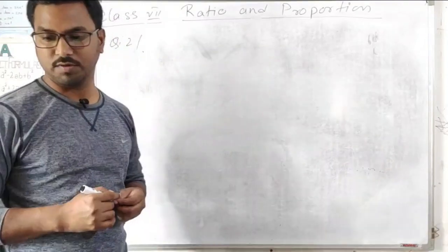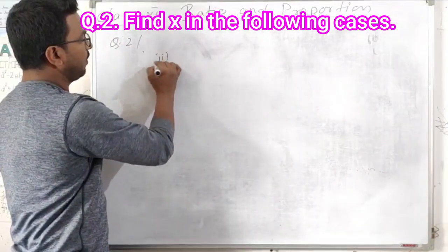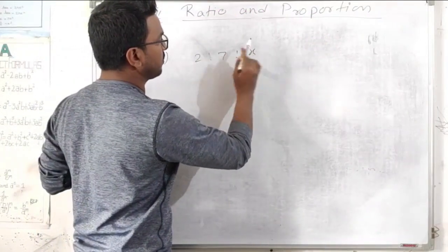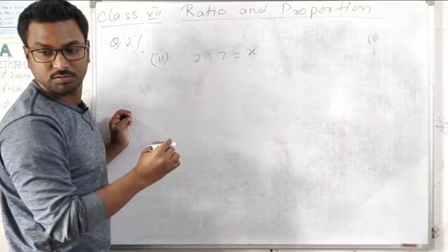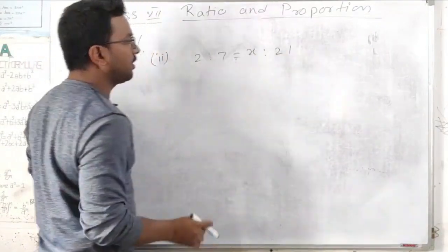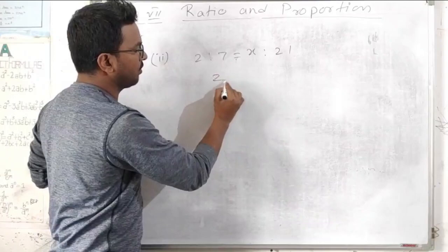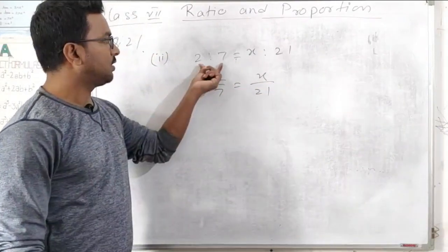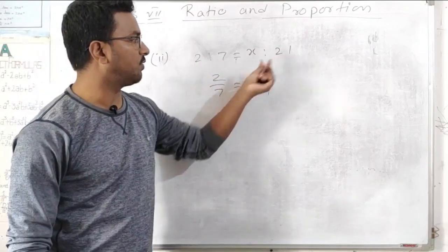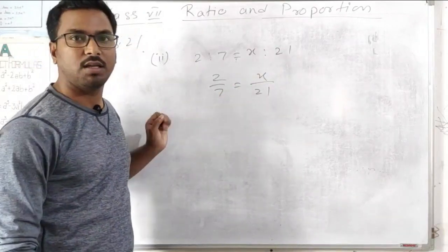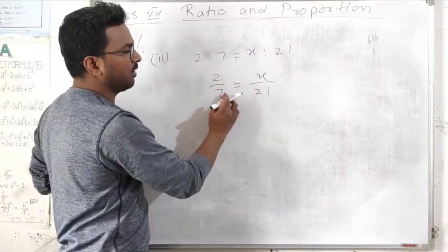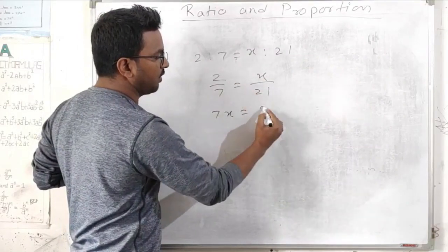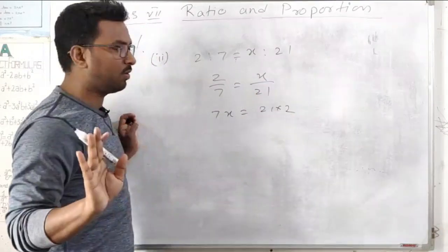So in question number 2 it is given you have to find the value of x. So one of the questions is given 7 is to x is to 21. It means we'll write in the ratio 7 by 2 equals x by 21. Okay, so this ratio can be written in this form, and x is to 21 can be written as x by 21. So we will cross multiply. If you cross multiply 7 into x, 7x, and 21 into 2, you don't have to multiply, you just keep it.